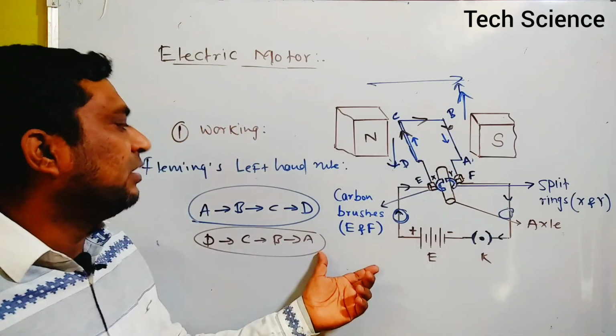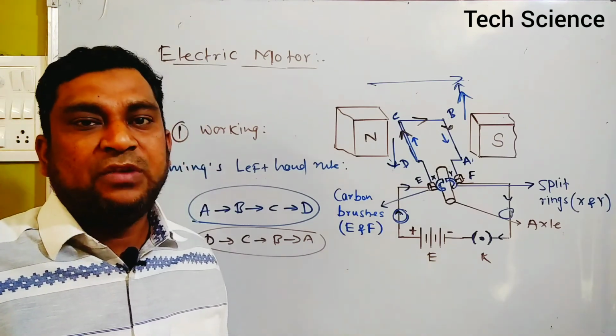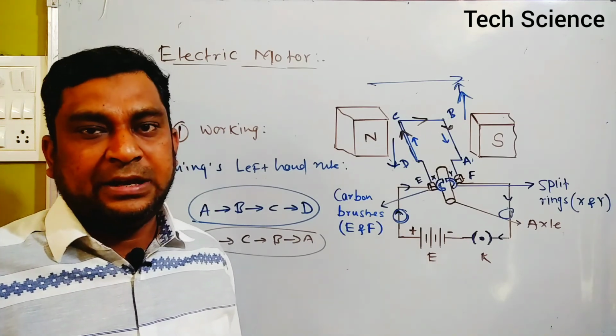Okay, so this is the construction and working of the electric motor. I hope you understood this point. Tomorrow we will discuss the next point, Fleming's right hand rule. On the basis of that we have the electrical generator.